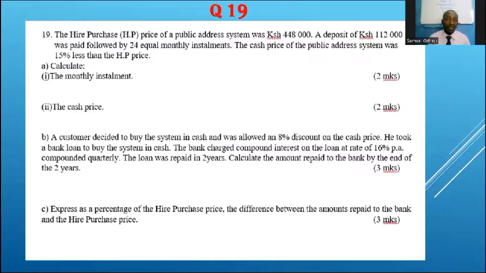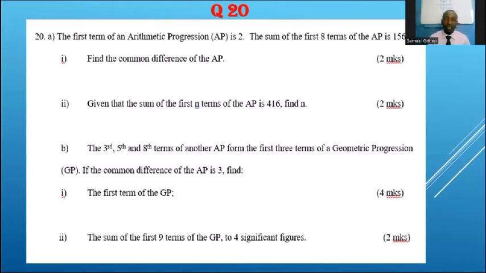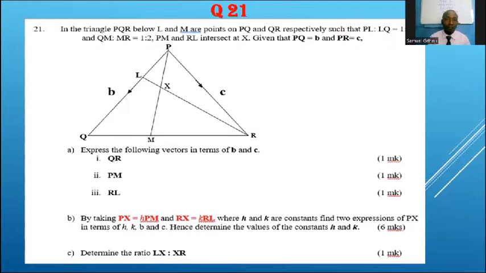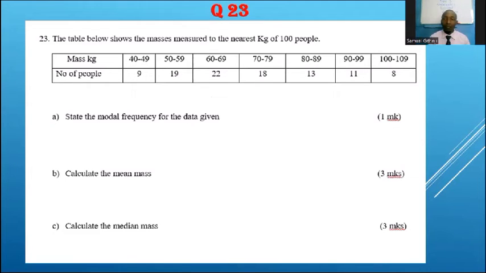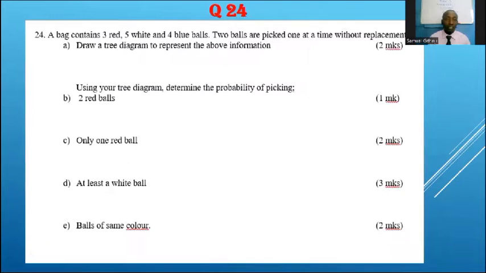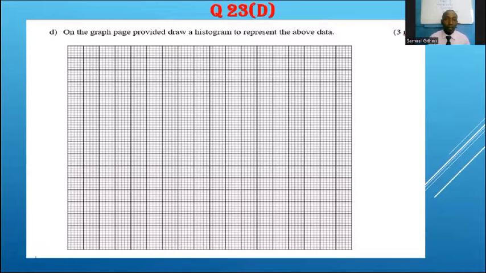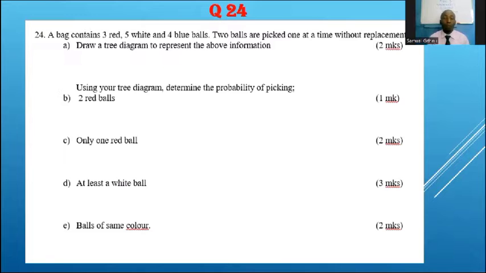Question number 19, higher purchase. That means it is commercial arithmetics 2, the Form 3 commercial arithmetics. Question number 20, that is sequences and series. 21 is vectors. 22 is formulae and variations. Question number 23 is statistics, and it continues with a graph, a histogram. Then question number 24 again is probability.